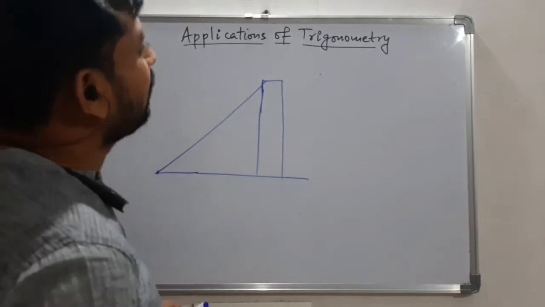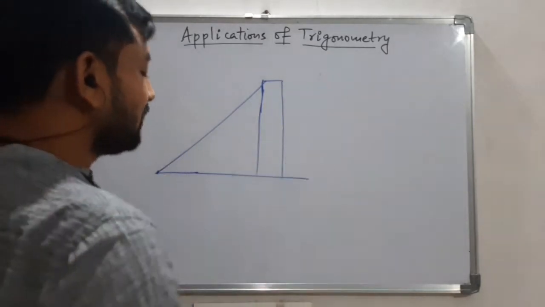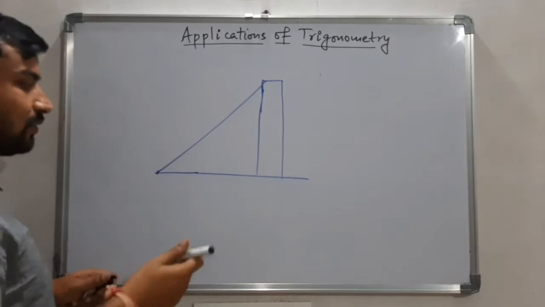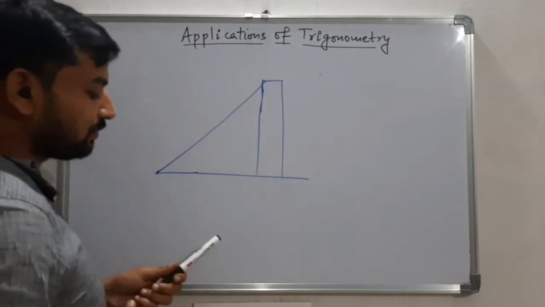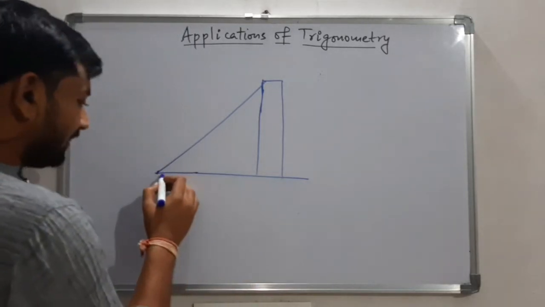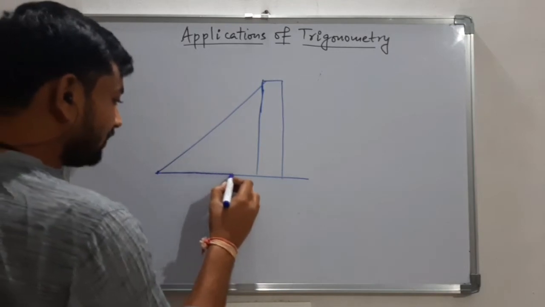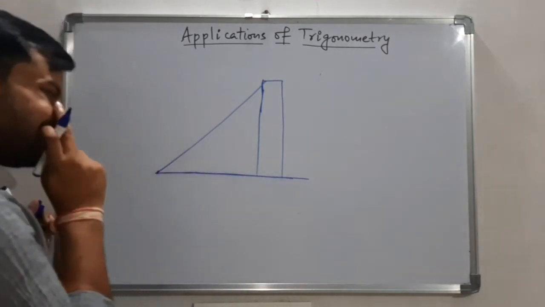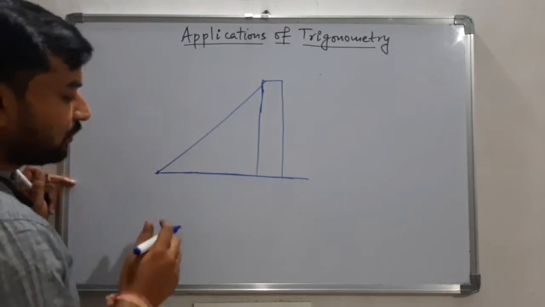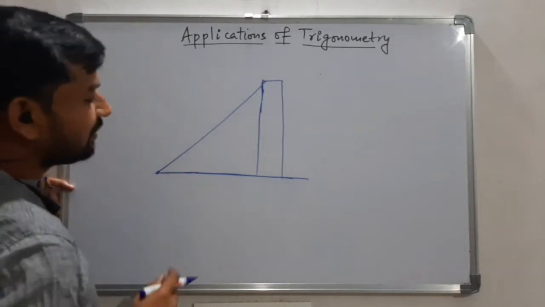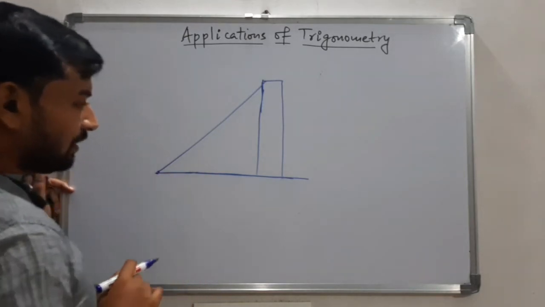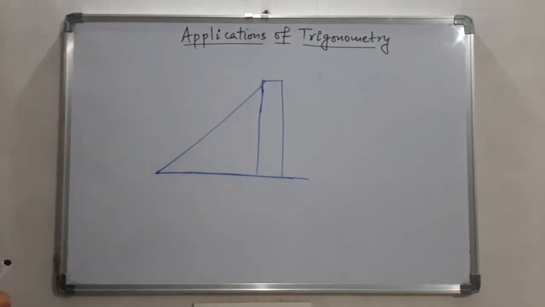So that all can be done using the trigonometric concept. Here what we have to do, there is a basic concept called height and distance, where we use trigonometry to find the height and distance of any object from a given point. Here we have to consider the horizontal level.